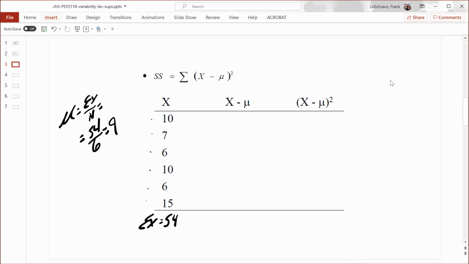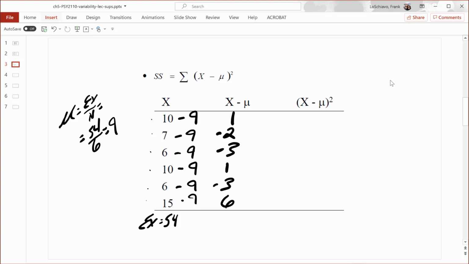In class, I like to use examples with nice round numbers. That way we're not tripping over the mathematics. So let's see how much every score differs from the mean. From every score, I want to subtract 9. So I'm just going to write those in. And then we'll put the answer right in this column here. 10 minus 9 is 1. 7 minus 9 is negative 2. 6 minus 9 is negative 3. 10 minus 9 is 1. 6 minus 9 is negative 3. And 15 minus 9 is 6.